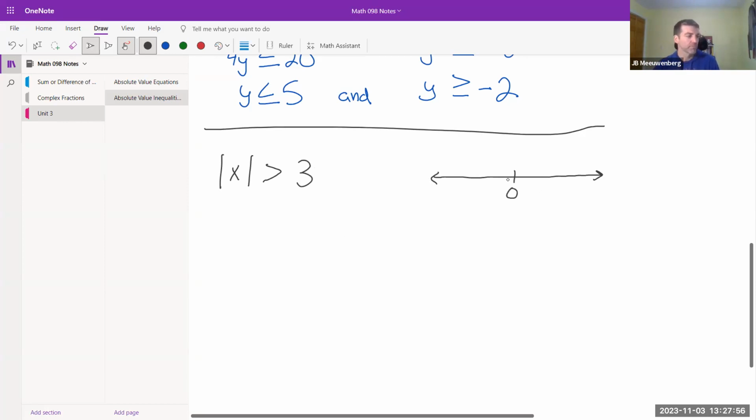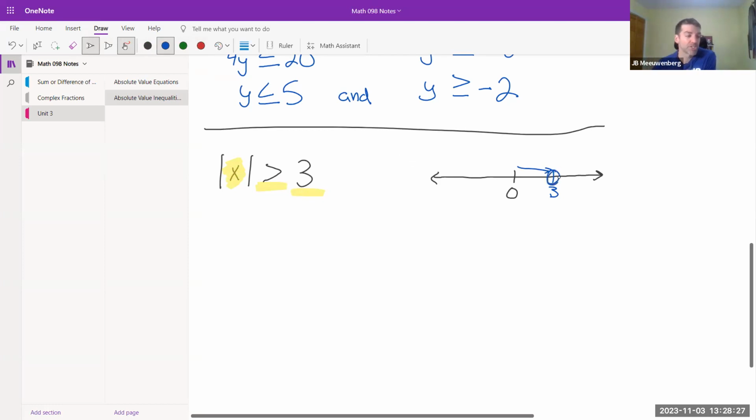Here's 0. What this means is all of our values of x, any number that we put in for x, because it's an absolute value, has to be greater than 3 places from 0. So if we look at our number line and say, all right, well, here's 3 places from 0, right? That's 3 places from 0. All of our numbers, all of our answers, all of our solutions have to be more than 3 away from 0.